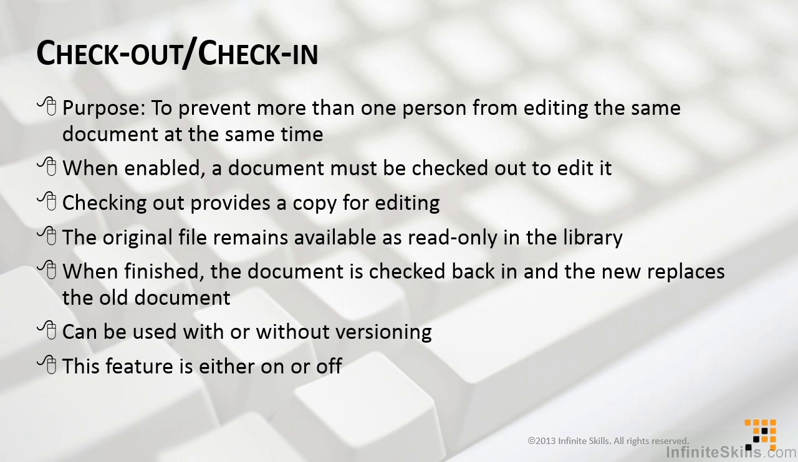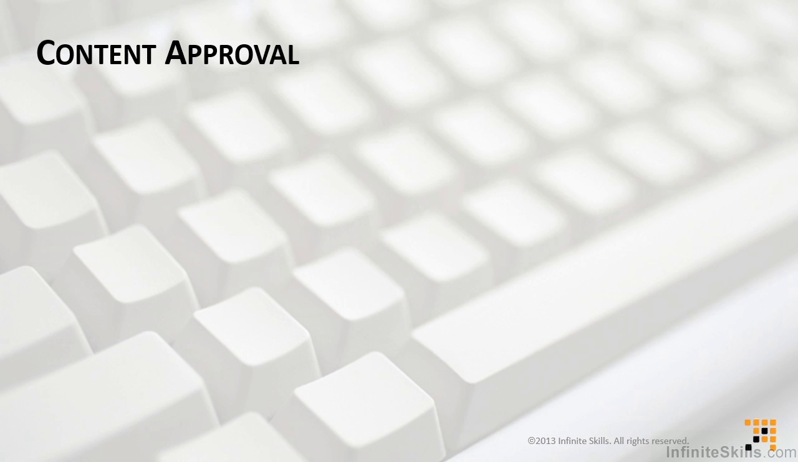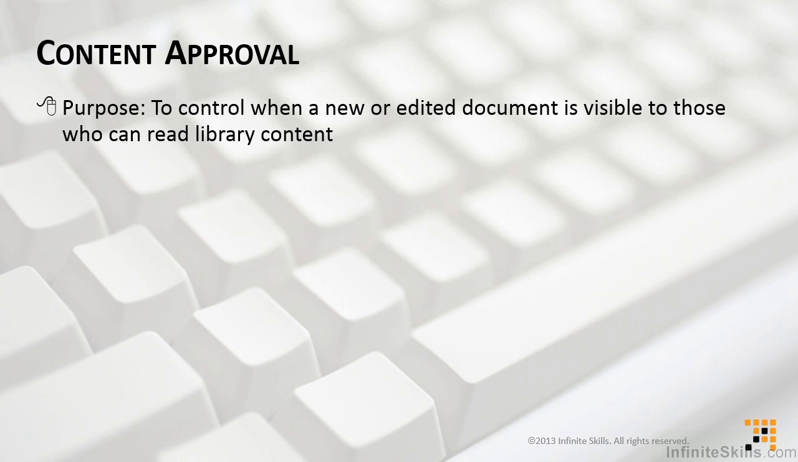This feature, unlike versioning, doesn't have variations in it. It's either on or it's off. Likewise, the feature called Content Approval is also very simple. Its purpose is to control when a new or edited document is visible to those who can read library content.